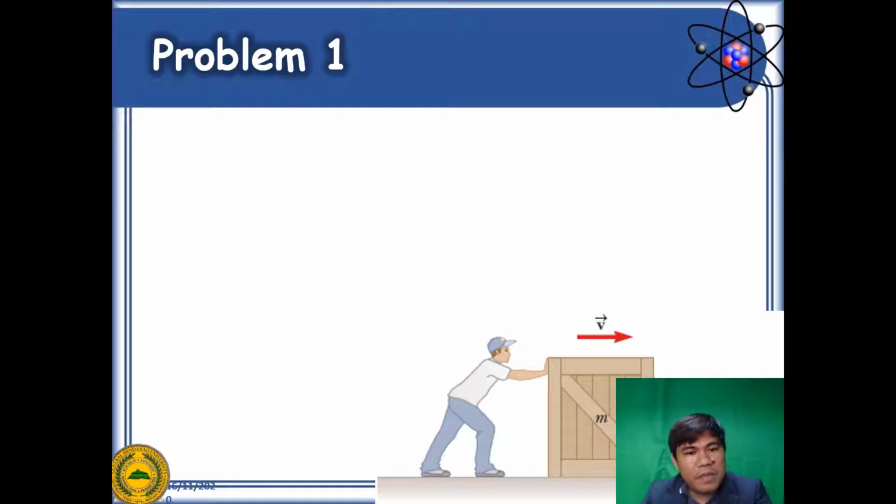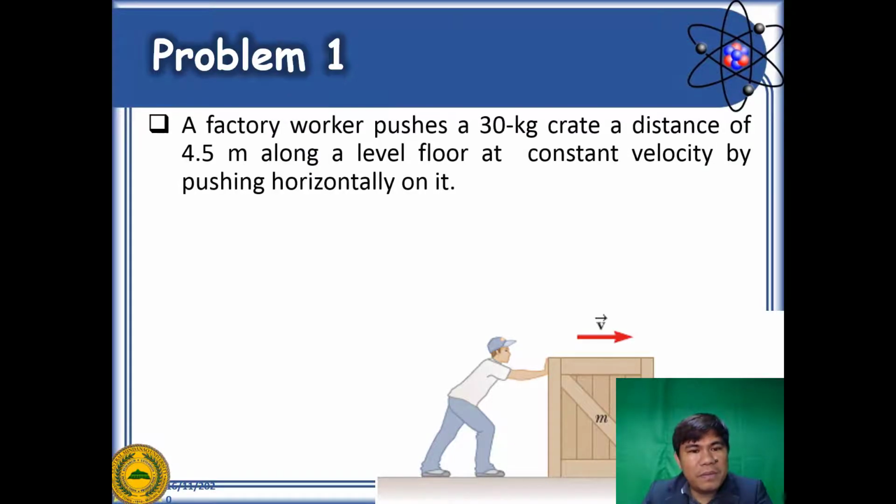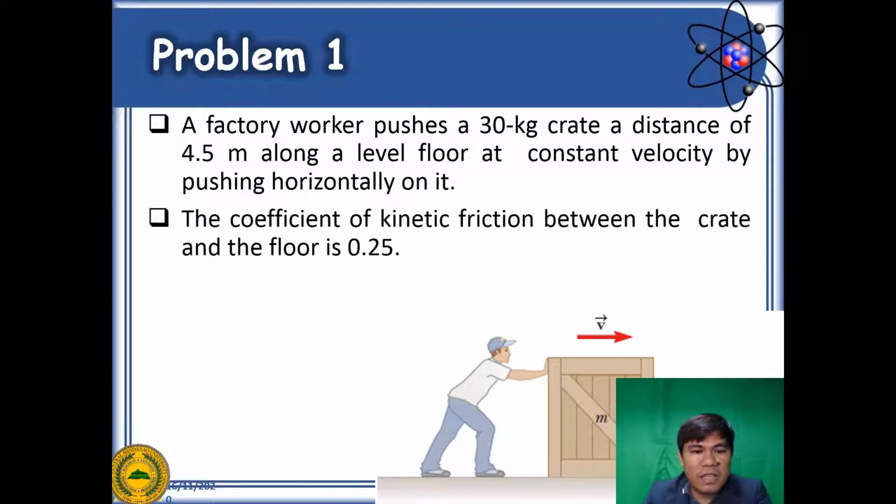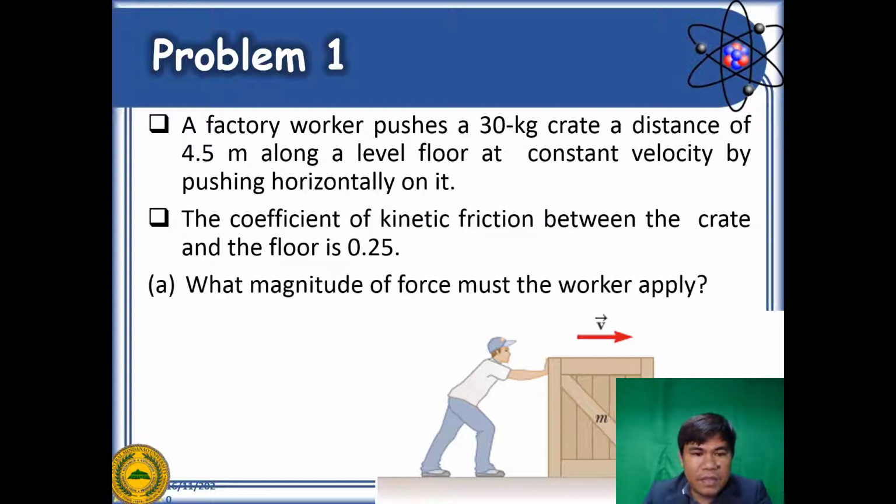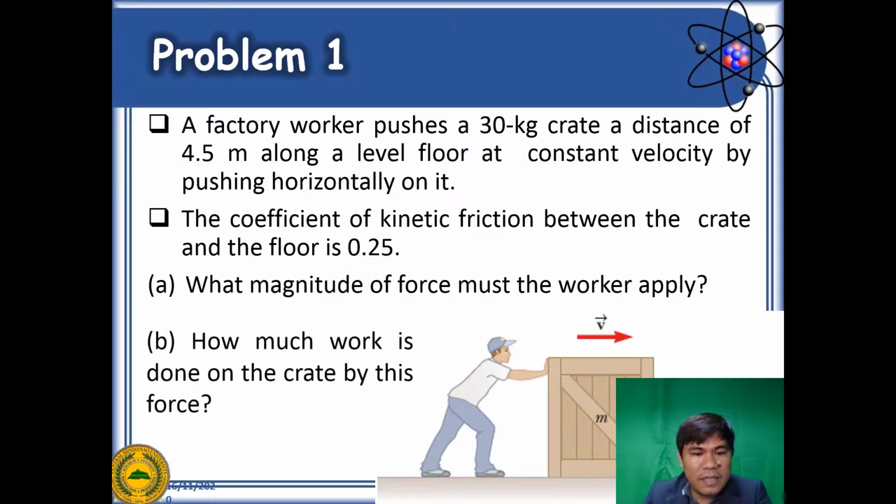Okay, for sample problem number 1, we have this problem. A factory worker pushes a 30-kilogram crate a distance of 4.5 meters along a level floor at a constant velocity by pushing horizontally on it. The coefficient of kinetic friction between the crate and the floor is 0.25. First question: what magnitude of force must the worker apply?